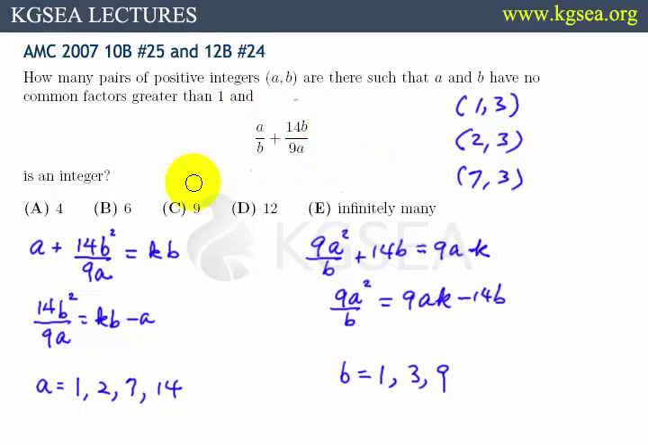Next. What about 7 comma 9? 7, 9, 7, 9. 9 cancels. This cancels. This is an integer. This is not. So therefore it would not work. Okay, now I did 7 comma 9, right? So I ran out of all the 7s.